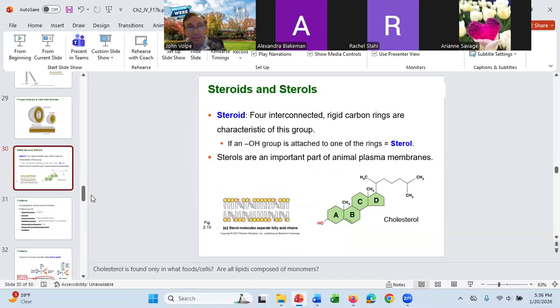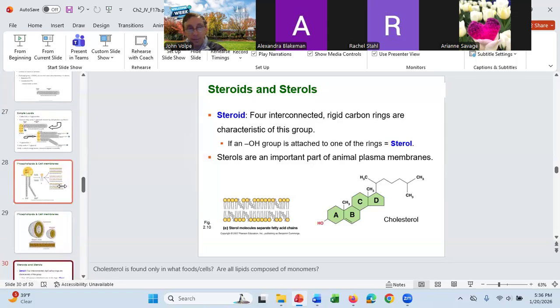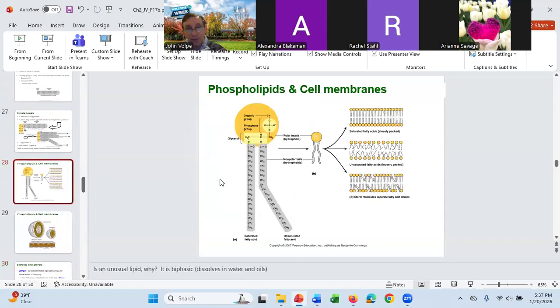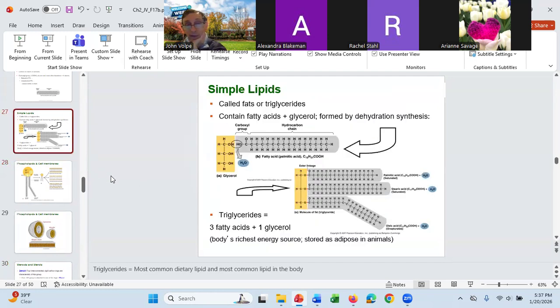Oh, let me state one other thing. I did briefly talk about it, but the phospholipids are made up of monomers, and that is two fatty acids, a glycerol monomer, and then a phosphate group. So there's three different monomers making up the phospholipid. The triglycerides are always made up of three fatty acid molecules and one glycerol, and all fats are made up of fatty acids and glycerol.